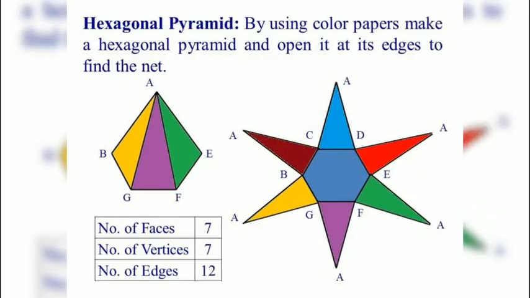Hexagonal pyramid. So by using color papers, make a hexagonal pyramid and open it at its edges to find the net. So this is the net of a hexagonal pyramid. So number of faces is 7, number of vertices is 7 and number of edges is 12.